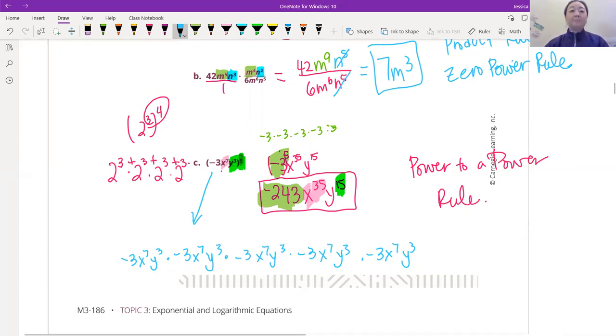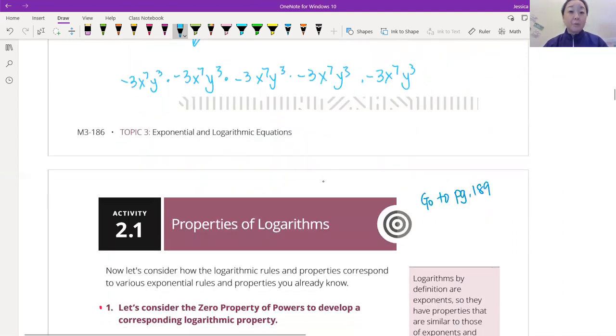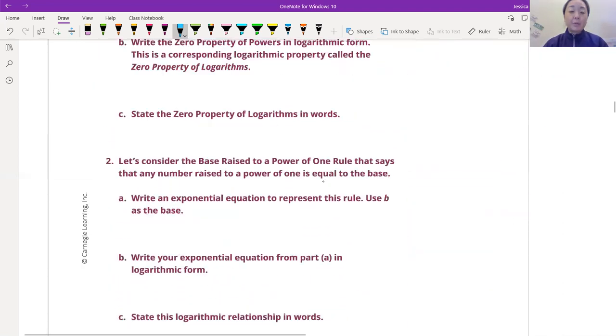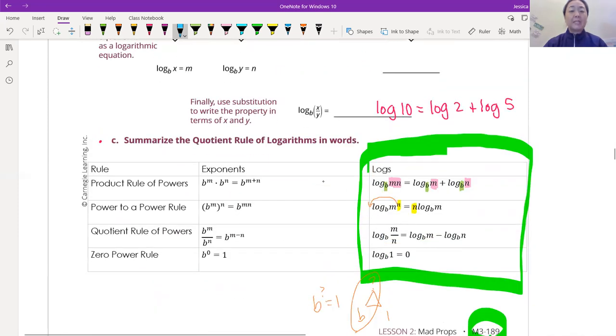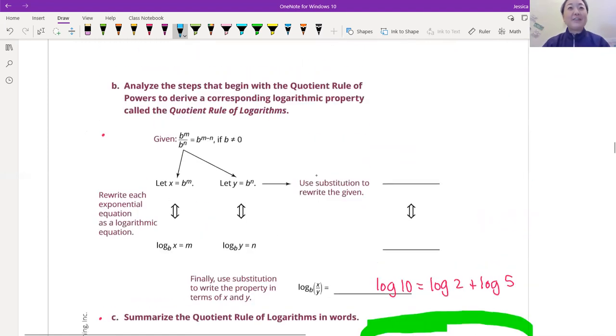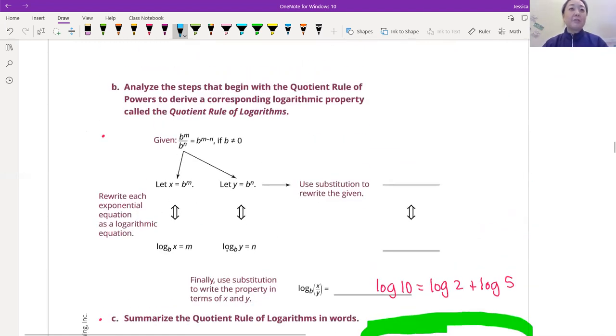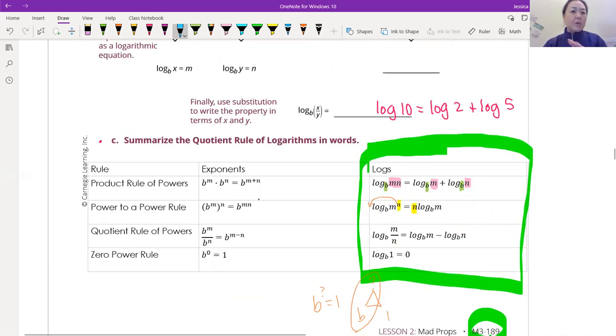All right. And then we're going to do a whole bunch of skipping. I'm going to page 189, but you don't have to go to that page. I just chose that page because I had a lot of room. So here in the book, they do a lot of proving, and they're going to show you why these properties hold true. We're just going to go to making these connections, right?